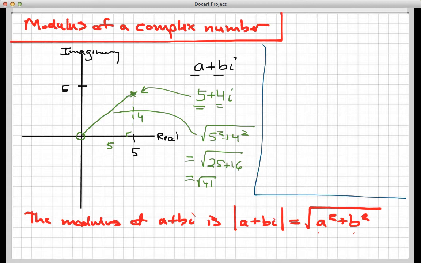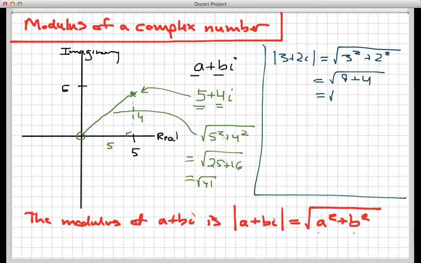So first of all, what is the modulus of 3 plus 2i? Well, by definition, this would be the square root of 3 squared plus 2 squared. That's the square root of 9 plus 4, which is the square root of 13. That tells me again that this number 3 plus 2i is square root of 13 units away from the origin.